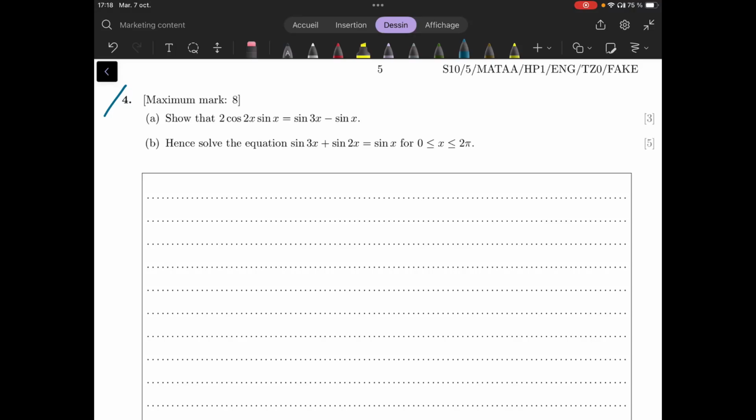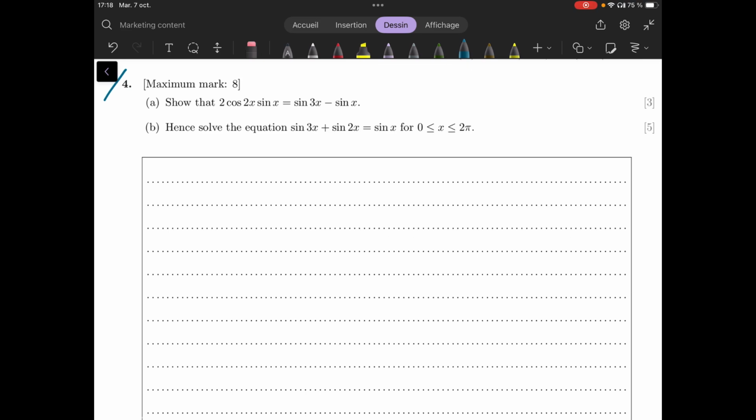In part A, you are asked to prove a trig identity, and in part B, you are asked to use it to solve the equation. So let's start with part A. This is a relatively straightforward proof. You can choose to start with the left-hand side or the right-hand side. I would personally go with the right-hand side.